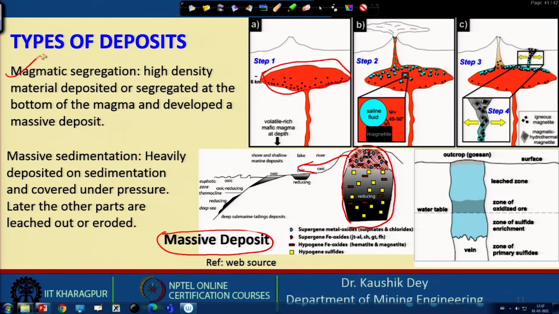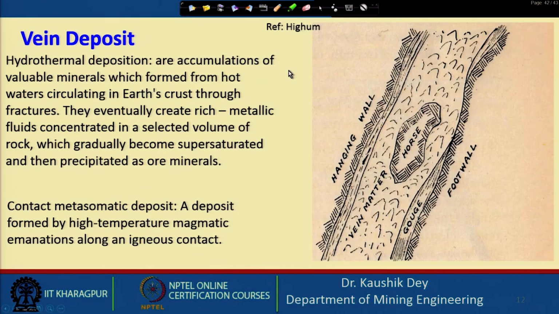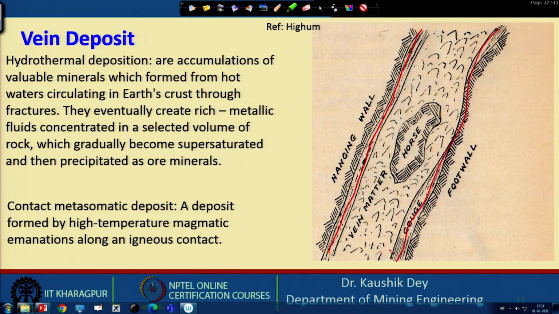These are the different origins: the magmatic segregations, massive sedimentations. In these cases, this type of massive deposits may occur. This is called vein deposit. Mostly you will find the hydrothermal deposits formed like this, where the joints are filled with the materials. Hydrothermal deposits are accumulations of the valuable minerals which formed from the hot water circulating in the earth crust through fractures.